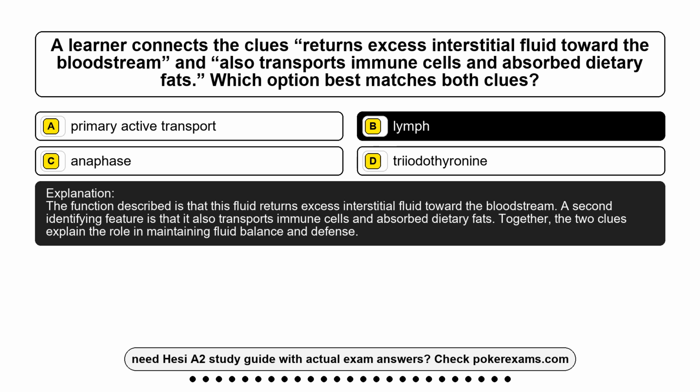The function described is that this fluid returns excess interstitial fluid toward the bloodstream. A second identifying feature is that it also transports immune cells and absorbed dietary fats. Together, the two clues explain the role in maintaining fluid balance and defense.